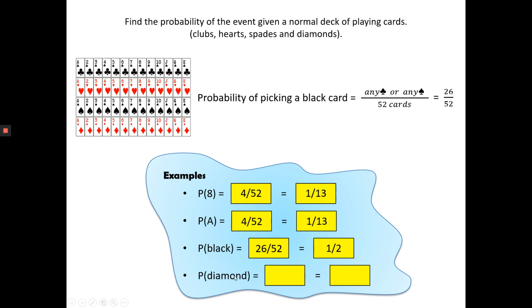What's the probability of pulling a diamond out of the deck, though? Only a diamond. So it could be an ace, it could be a 9, it could be a 5, it could be a king. Any diamond would work. So what's the probability of pulling a diamond out of the deck? Well, there are 13 diamonds, and there's a total of 52 cards. So the probability is going to be 13 out of 52. And what is that going to simplify to? That's going to simplify to 1/4.